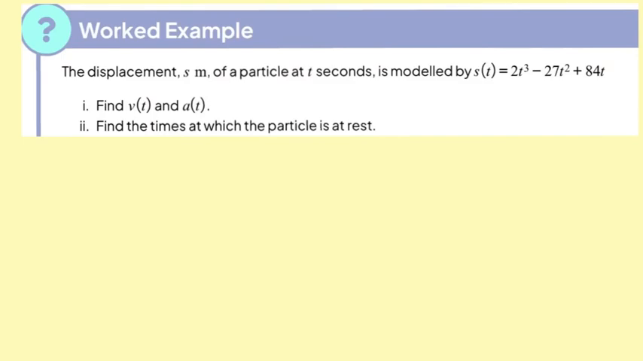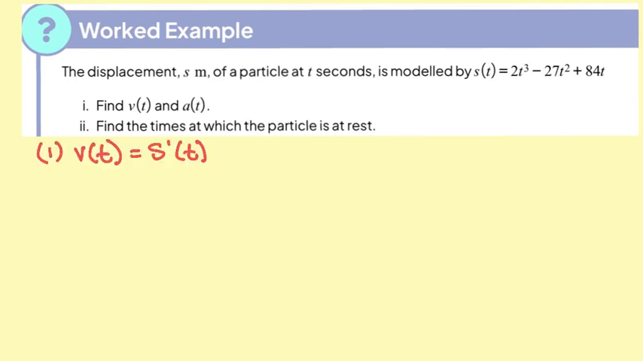Let's go through a worked example. The displacement s meters of a particle at t seconds is modelled by the equation s of t equals 2t cubed minus 27t squared plus 84t. Part 1. Find v of t and a of t. Part 2. Find the times at which the particle is at rest.